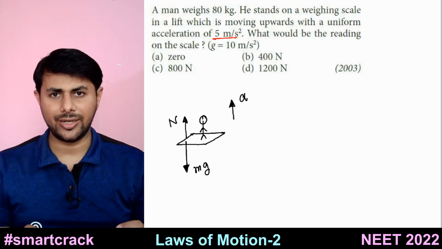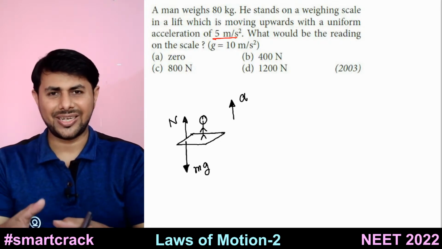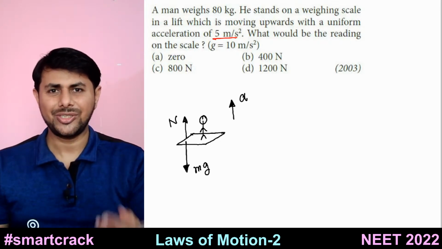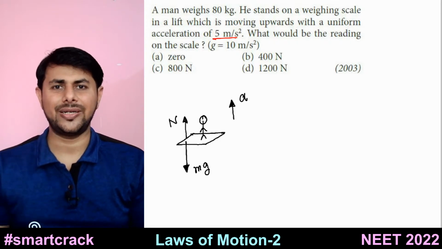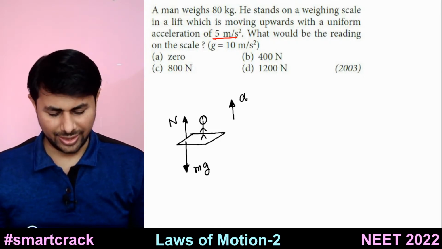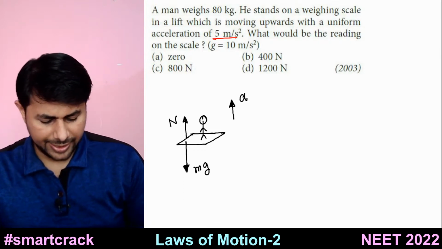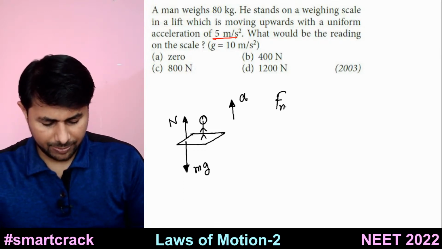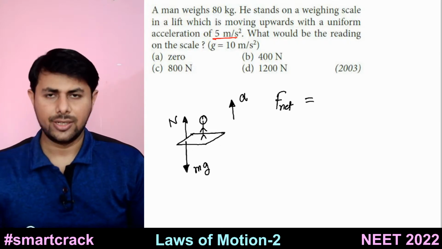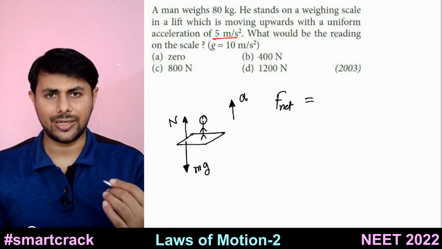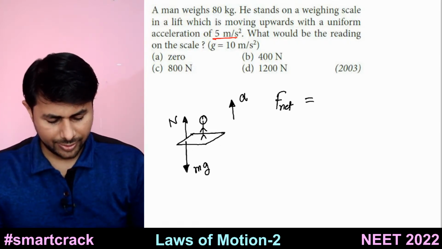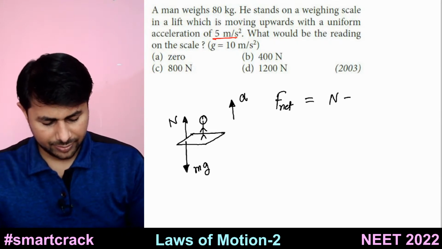I'm not calling it weight because there is a weighing machine which will show the reading equal to what? The normal reaction acting on the person. Okay, so now since the net force is upwards, the total upwards force must be greater than the total downward force, so N is greater than mg.